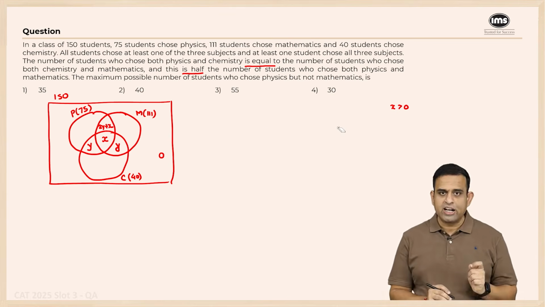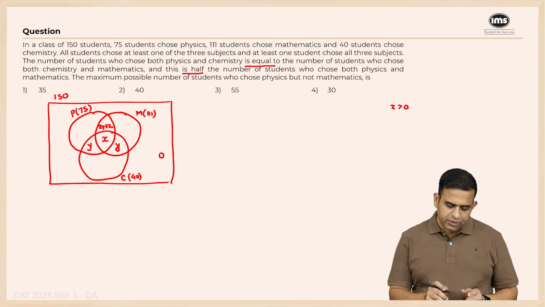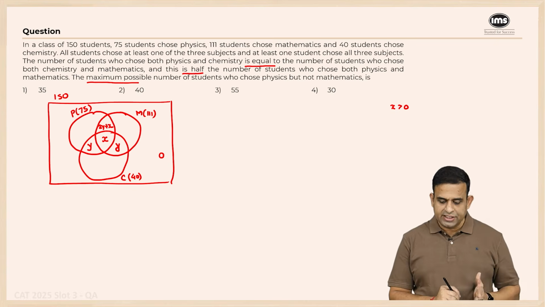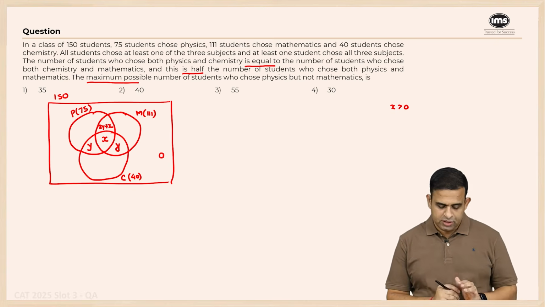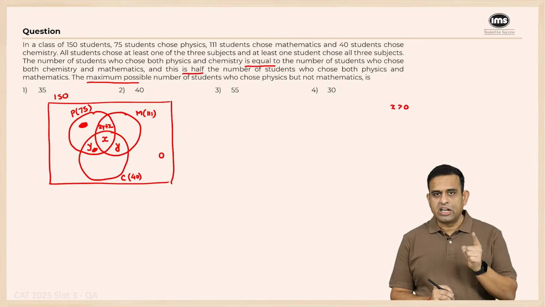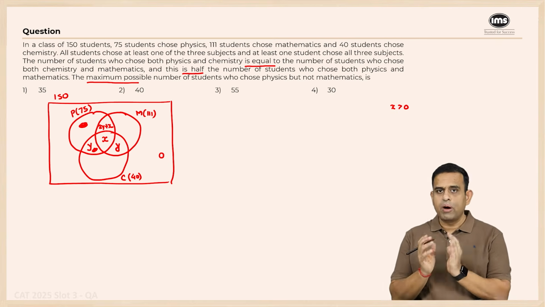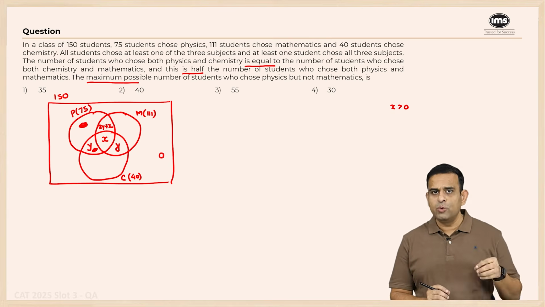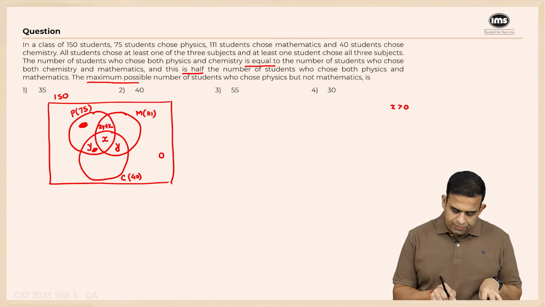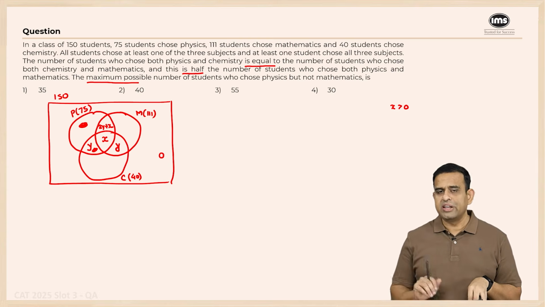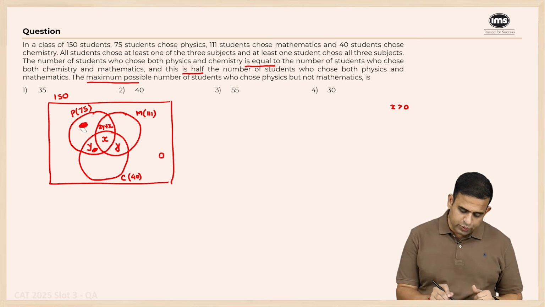If you know that x has to be positive, and the question says over here, the maximum possible number of students who chose physics but not mathematics. So we want to maximize this portion, which I am highlighting here. This part has to be maximized, which has to be part of the physics circle but not part of the chemistry circle. In other words, we want to maximize the number of people who took only physics, and let's say people who took only physics and chemistry. This part has to be maximized over here.